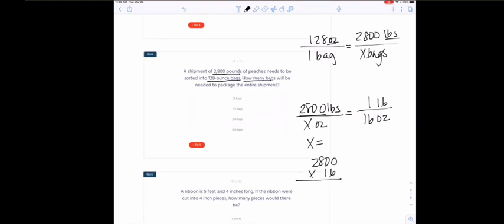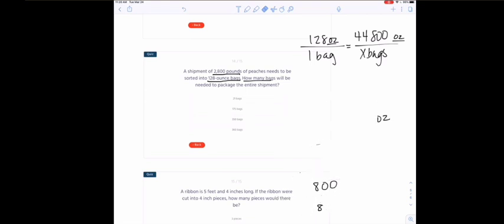2,800 times 16. 6 times 0, 0, 0. 6 times 8 is 48, so I'm going to carry the 4. 6 times 2 is 12, plus 4 is 16. Placeholder 0. 1 times 0 is 0, 1 times 0 is 0, 1 times 8 is 8, 1 times 2 is 2. Now I'm going to add them up. 0, 0, 8. 6 plus 8 is 14, carry the 1. 1 plus 1 is 2, plus 2 is 4. So 44,800. So now that I have that, I can replace it over here. And now it's ounces and ounces.